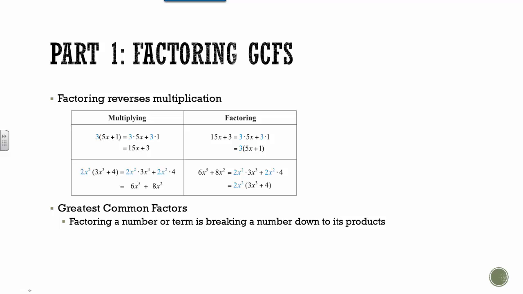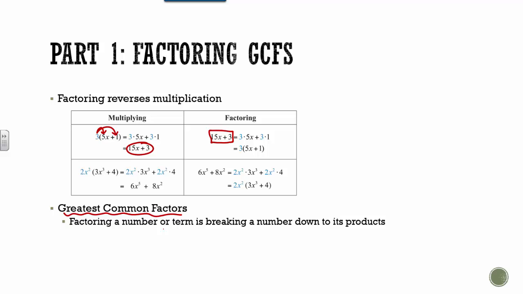So this word factoring reverses multiplication. Before, you did problems that looked like this, and you would have to distribute this 3 to both of those things. You'd multiply it, and you'd end up with this. Same thing with this stuff down here. You'd distribute it, you'd combine what you could, and you'd end up with something that didn't have multiplication as your answer. So what we're going to do is take something like this, and factor something out. And in order to factor something out, it has to be something that they have in common. So factoring a common term means that we're going to break it down into its possible products.